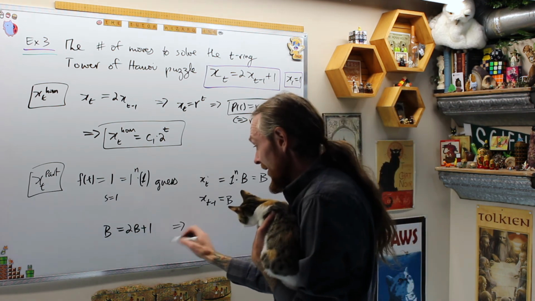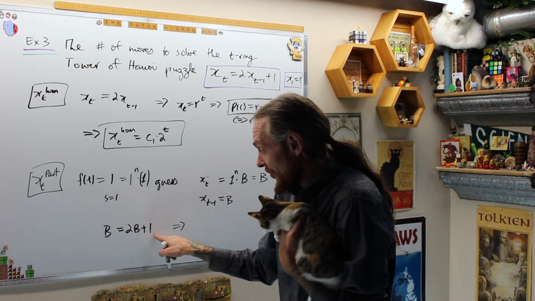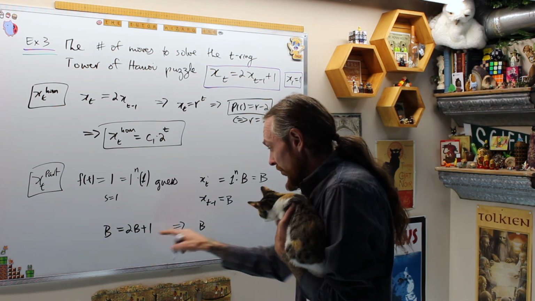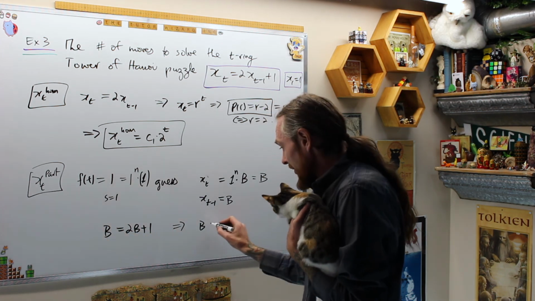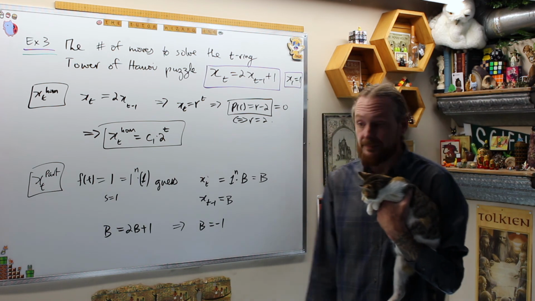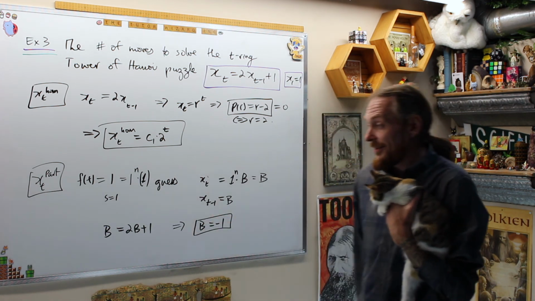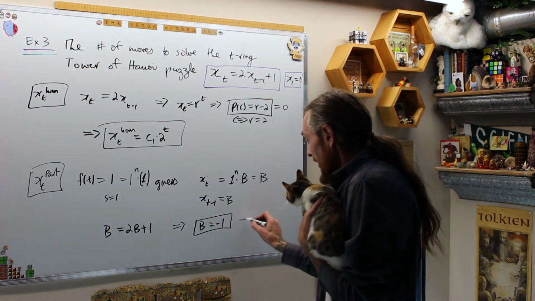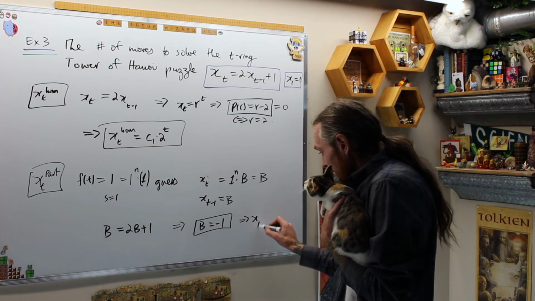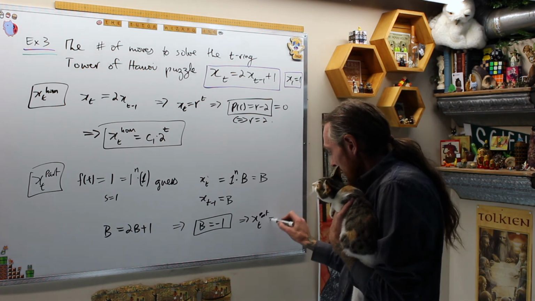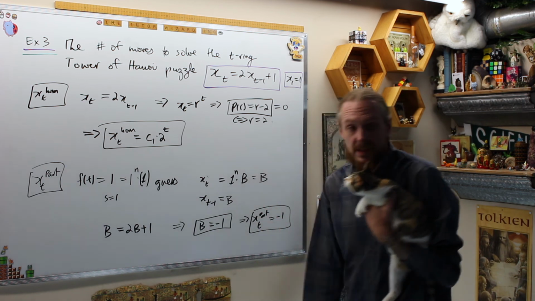And then what do I see? This tells us that, bring the 1 to the other side, and this one to this one, it tells us b is negative 1. Therefore, what did we get? This tells us now that our x_t particular is equal to negative 1.